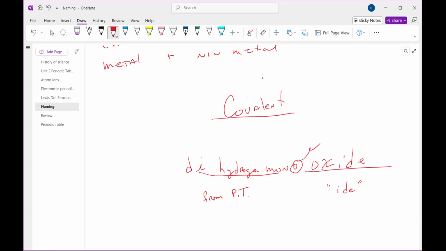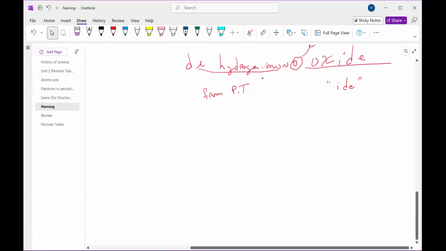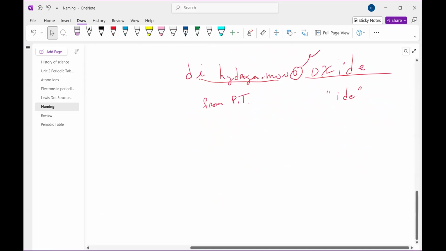So di means two, so we know we have two hydrogens. Mono is one, so that means we have one oxygen. Now, all these are going to have two parts, including ionic. Ionic's going to have two parts as well. So are there any questions about how we did that? Okay, so let's take another example.